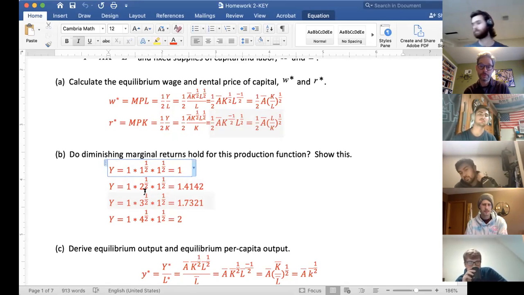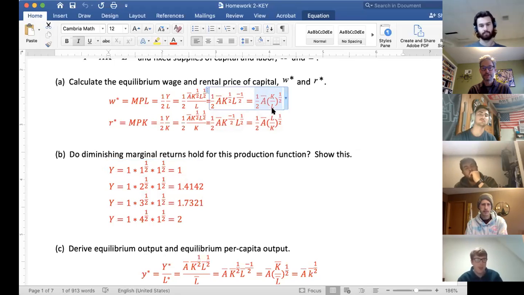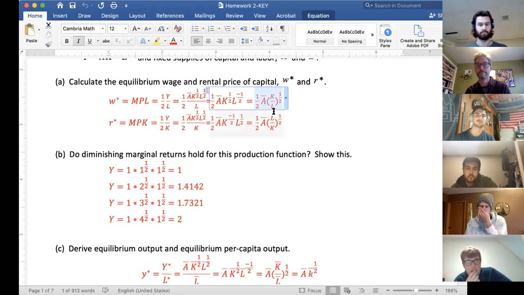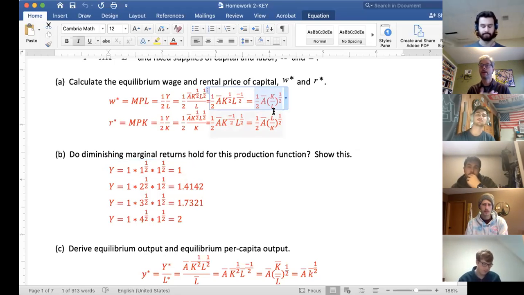You could have also shown this by taking the marginal product up above and showing that, for instance, when L goes up, the marginal product goes down. So you could have done it that way too. But when I say show this, I really was asking you to do it mathematically. So don't just say there's diminishing marginal returns, so it holds. You're not really explaining why diminishing marginal returns holds.